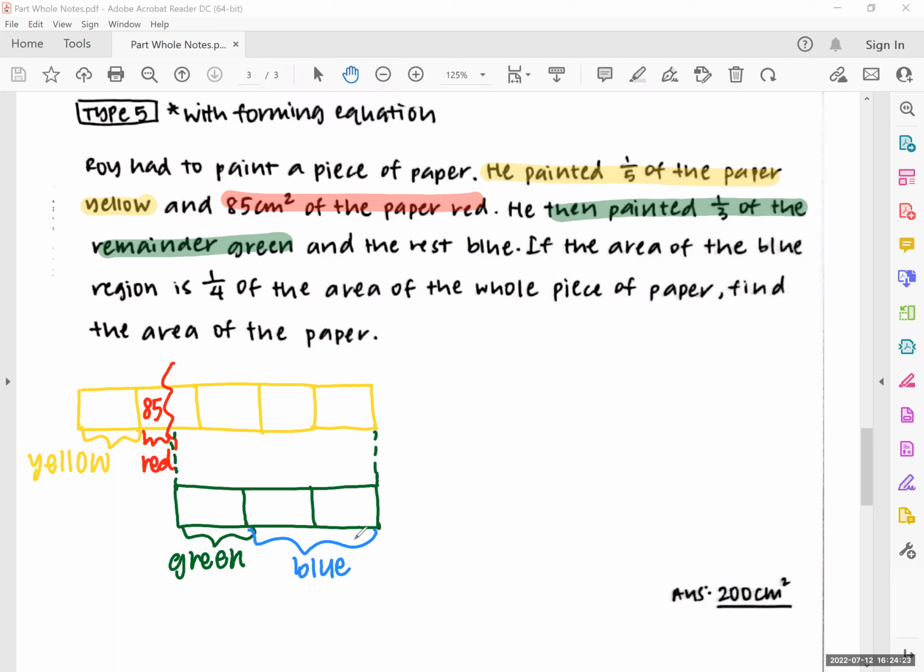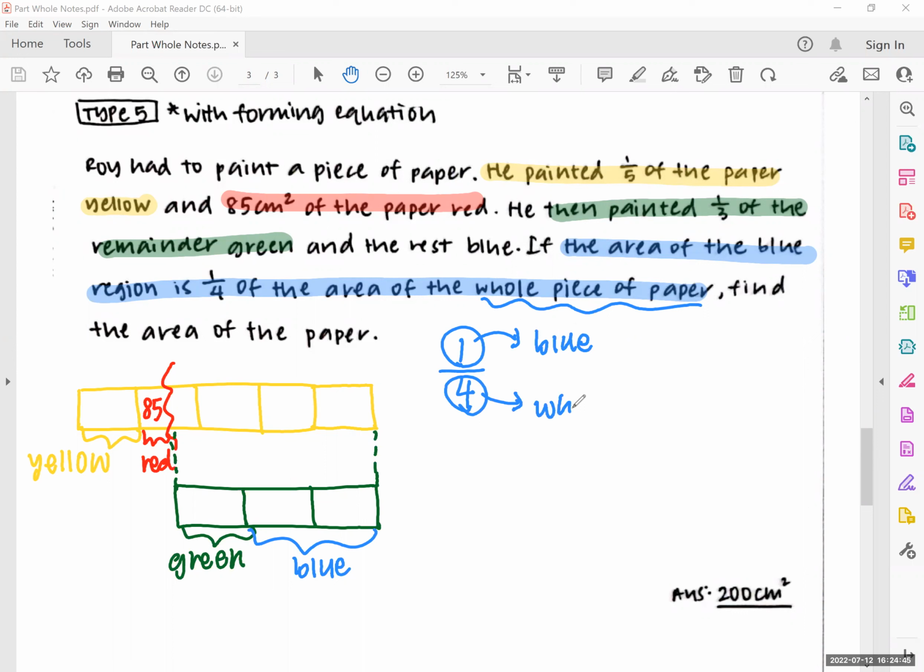Okay, but right now they have not enough information. Why? Because this is a very interesting piece of information. They tell me that this 1/4 belongs to blue, and the whole piece of paper is 4. Did I lose anyone so far? Okay, make your notes first before we move on. Color code and make your notes first before we move on.